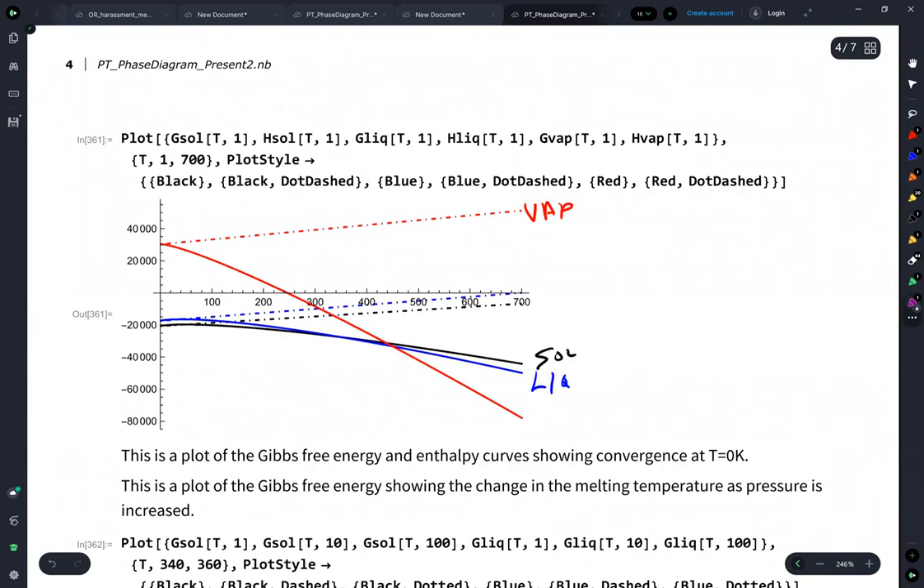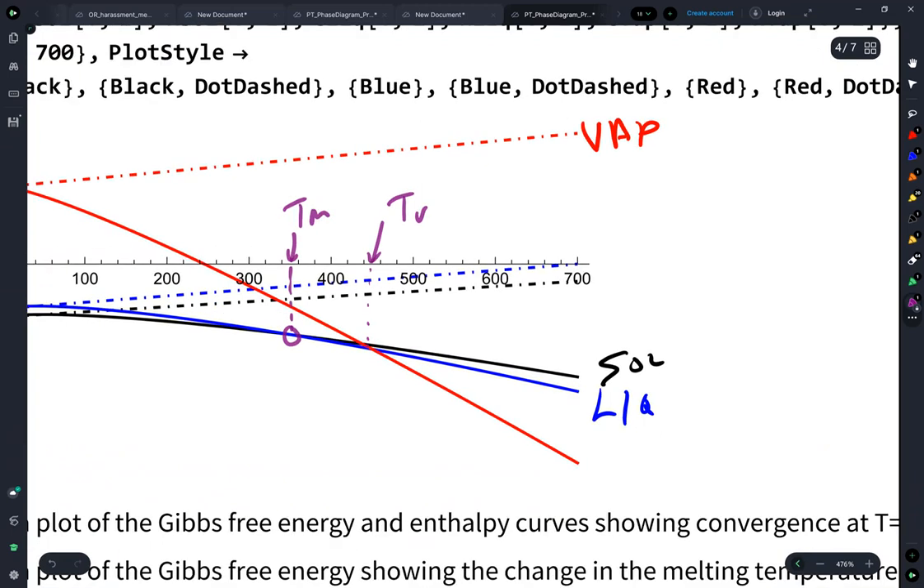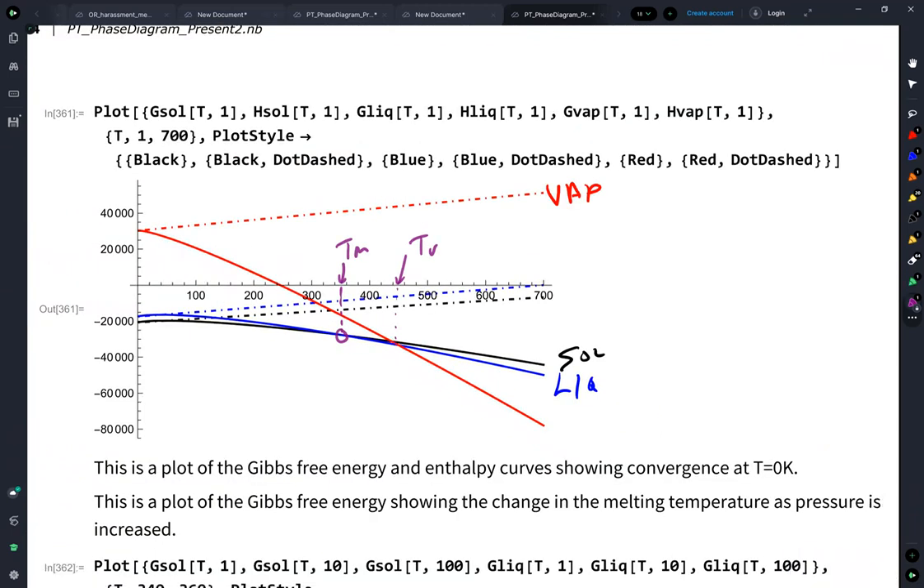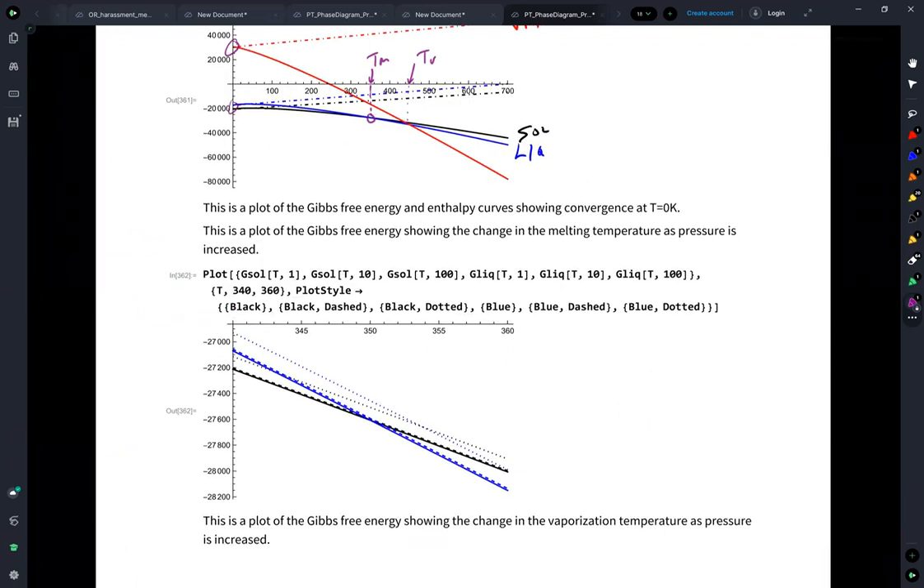And zooming in here, that is our melting temperature, and that is our vaporization temperature. And you can see the enthalpies and the free energies match at 0. And this is nice. This does what it should do. So let's zoom in.